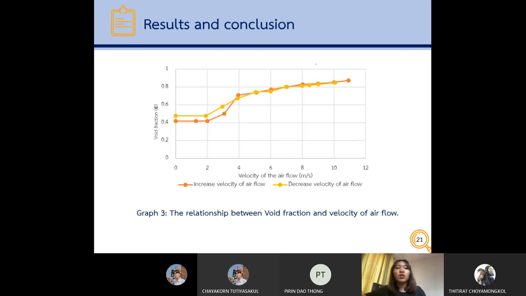Graph 3 shows the relationship of void fraction and velocity of airflow. When the velocity of airflow is increased, the void fraction will increase because the high velocity of airflow makes the bed disperse, as there is drag force acting on the particles. When the velocity of airflow is decreased, the void fraction will decrease.